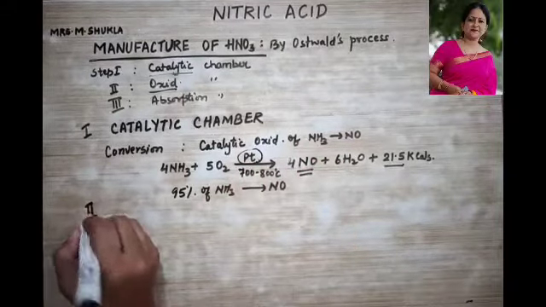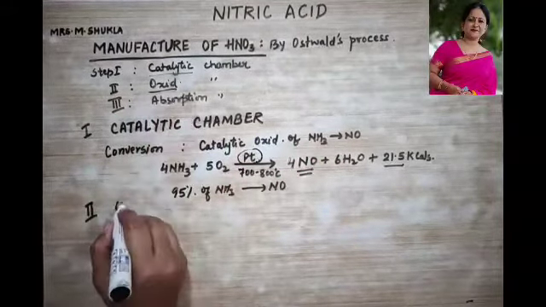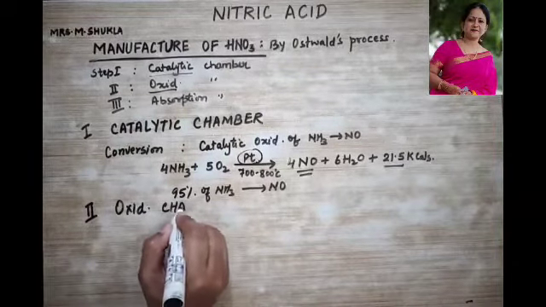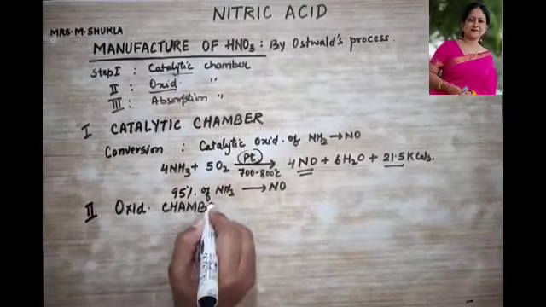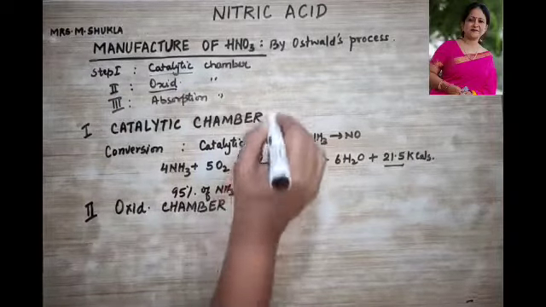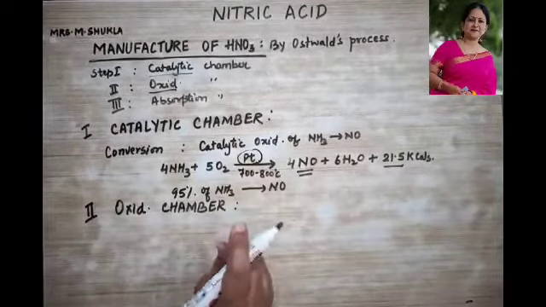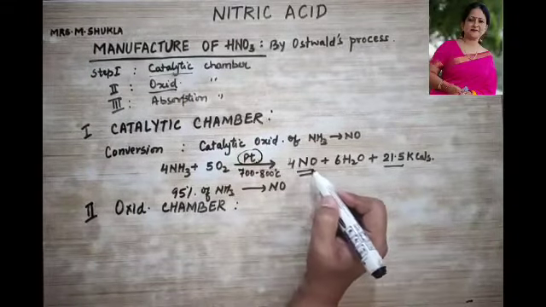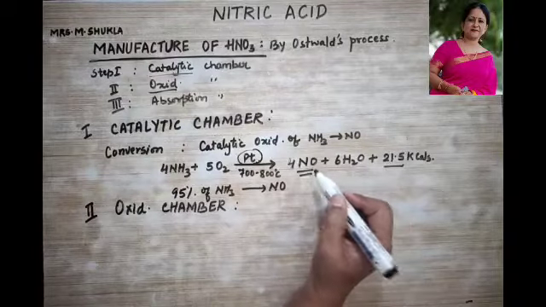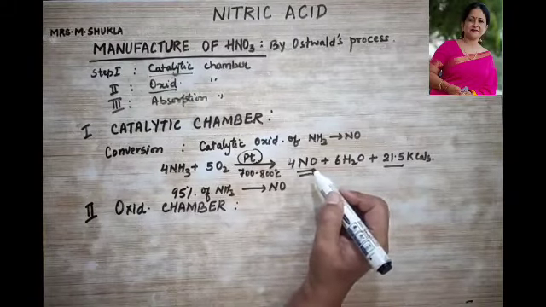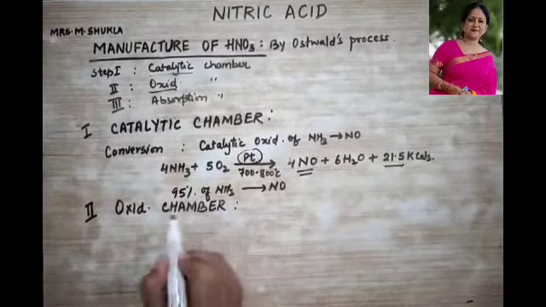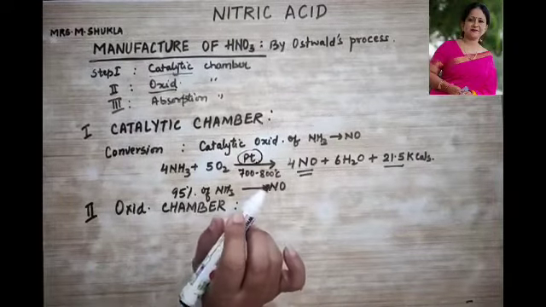We next move to the second step. What is your second step? That is the oxidation chamber. We next move to the oxidation chamber. What do we study in the oxidation chamber? The gases which are leaving the catalytic chamber are what? Your nitric oxide, right? And this is passed first through the cooling coils before it enters into the oxidation chamber.